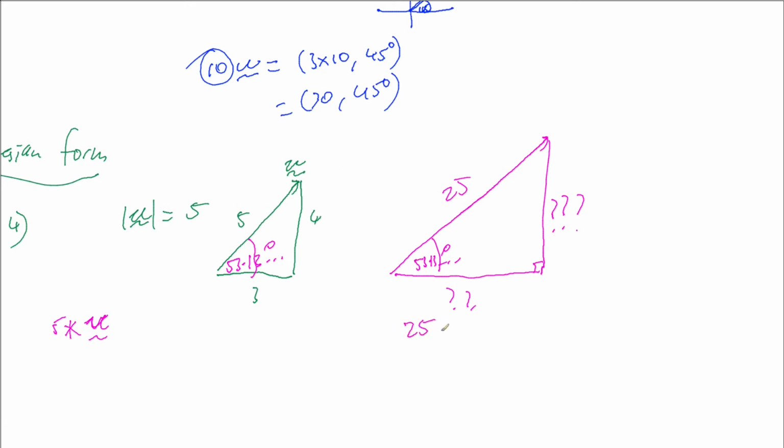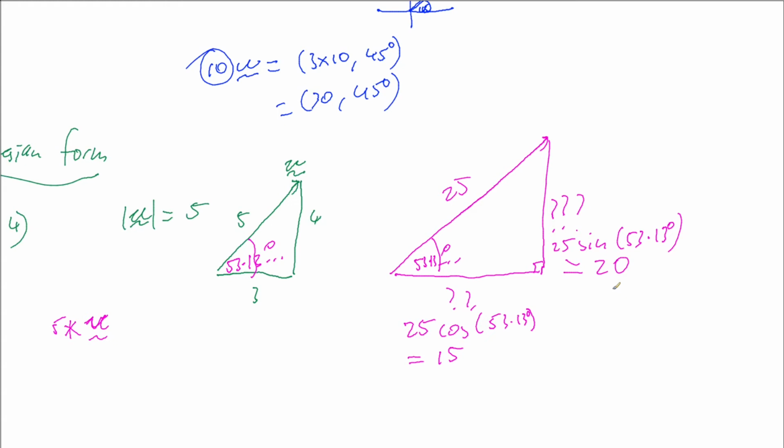So this would be 25 cos 53.13 degrees, and this would be 25 sine 53.13 degrees. If I work out 25 cos 53.13, I will get 15. And if I work out 25 sine 53.13, I will get 20, if we use perfect numbers. If I use my rounded answer, then I won't. I'll get close. But if we use the perfect number, whatever it comes out to be, then that's what we end up with.